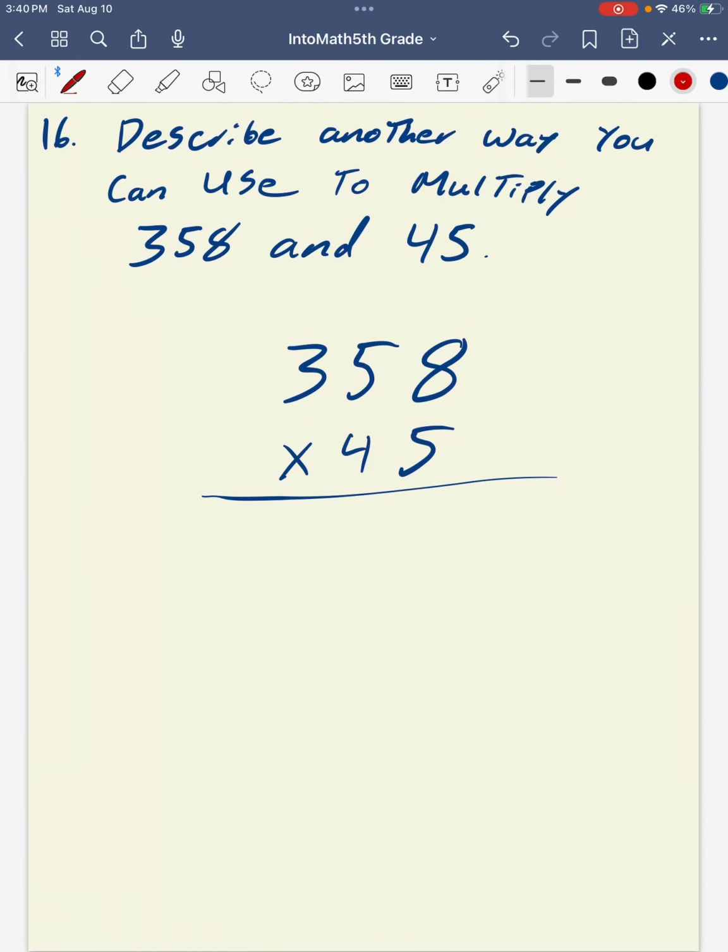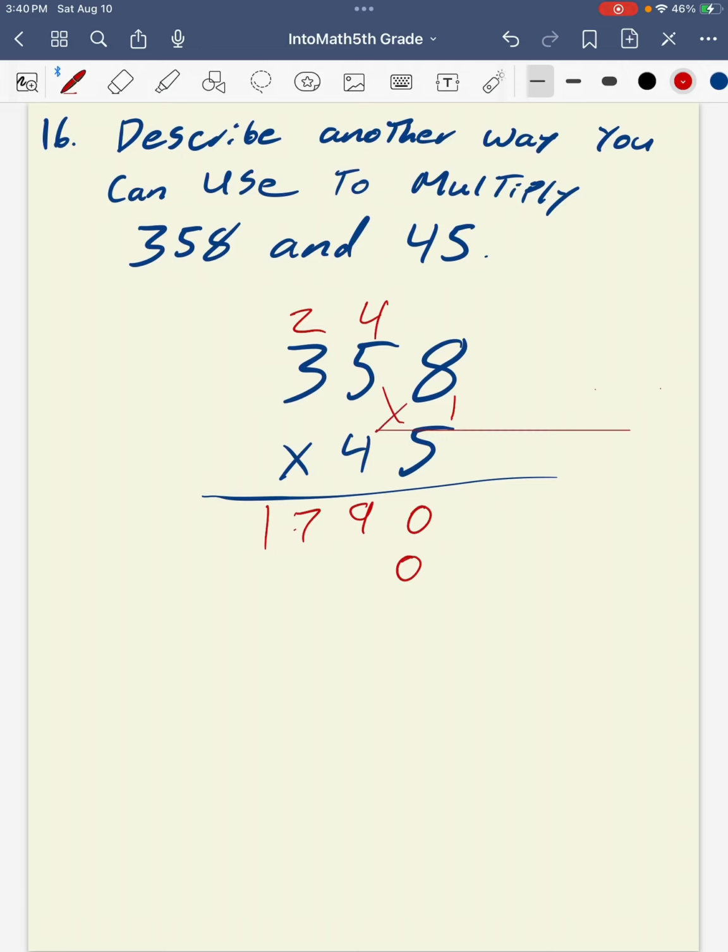Number 16. Describe different ways in which we can multiply 358 times 45. The traditional way, where we multiply our ones, 5 times 8 is 40, 5 times 5 is 25 plus 4, carry my 2, 5 times 3 is 15, plus 2 is 17.